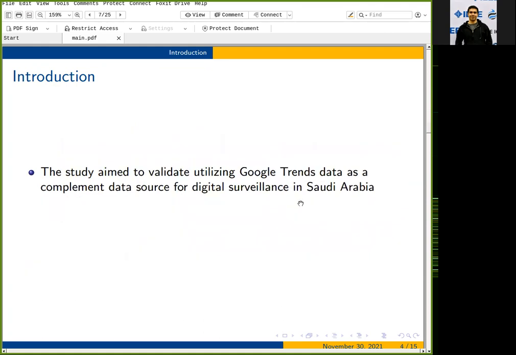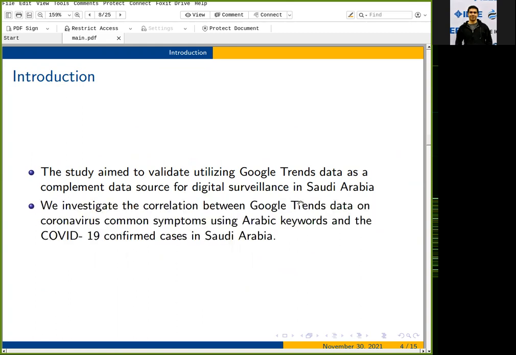So what this study is aiming to do is validate utilizing Google Trends data as a complementary data source for digital surveillance in Saudi Arabia. We investigate the correlation between Google Trends data collected from the publicly available data on Google and the reported cases by the Ministry of Health in Saudi Arabia.